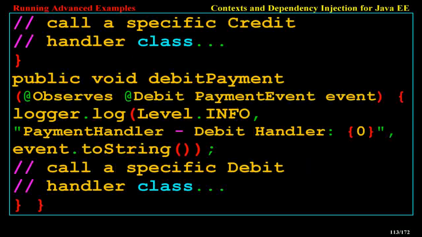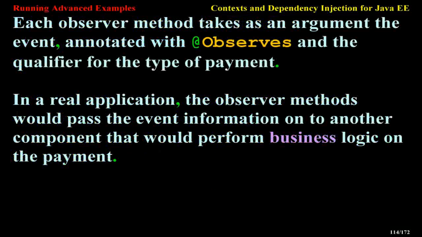public void debitPayment(@Observes @Debit PaymentEvent event) { logger.log(Level.INFO, "PaymentHandler debitHandler = {0}", event.toString()); // call a specific debit handler class } Each observer method takes as an argument the event, annotated with @Observes and the qualifier for the type of payment.